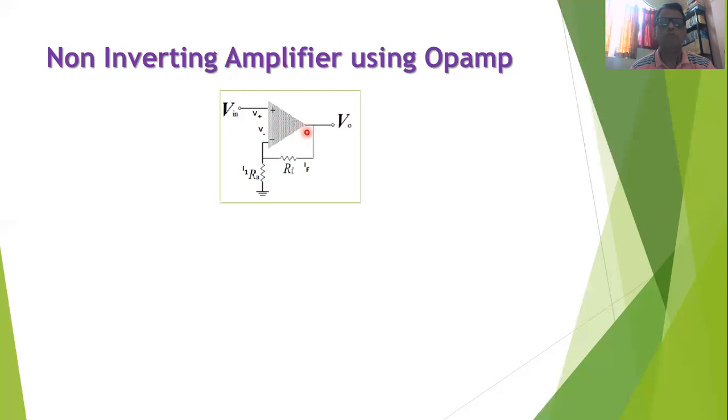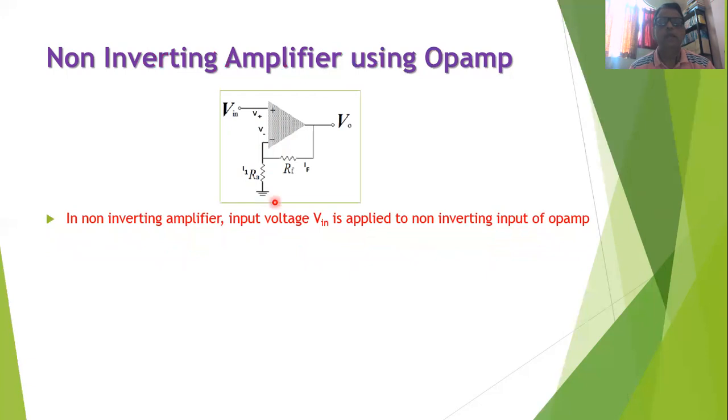Part of the output voltage is coupled back to the inverting input through the feedback resistance RF. Another resistance RA is connected between the inverting input and ground. This amplifier can amplify AC voltage as well as DC voltage.